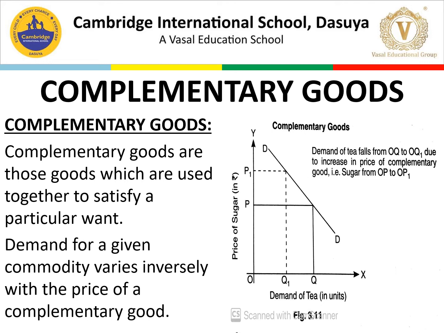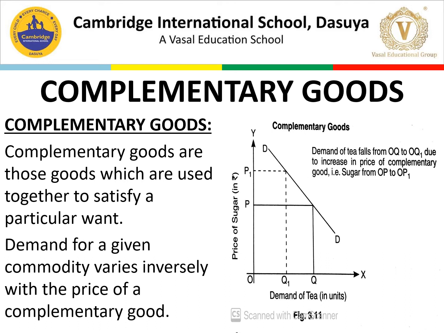Now what happened because of this price increase? The demand for tea has fallen. The demand previously was OQ, and now it has fallen to OQ1. So that was the point. You can even check on the graph: demand for tea falls from OQ to OQ1 due to an increase in the price of a complementary good, that is sugar, from OP to OP1. So that was the point which we had to discuss.